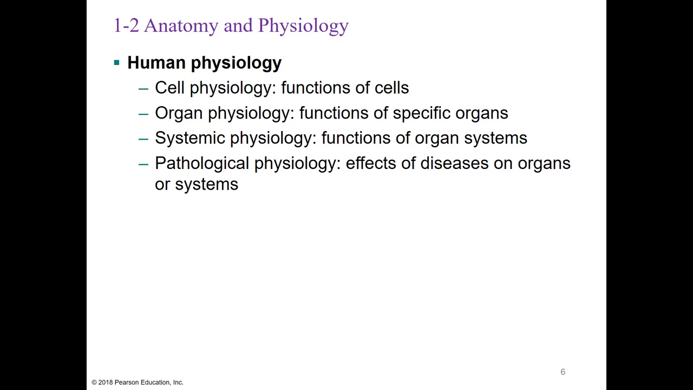Physiology, or how things work, can also be divided up. Cell physiology is the study of the function of the individual cells. We're going to look a little more into that in Chapter 3. Organ physiology is looking at the function of the whole organ. Systemic physiology is looking at the function of the whole organ system. We're going to be doing some of both of those in addition to cell physiology. And pathological physiology is the effects of disease on the specific organs we're talking about.